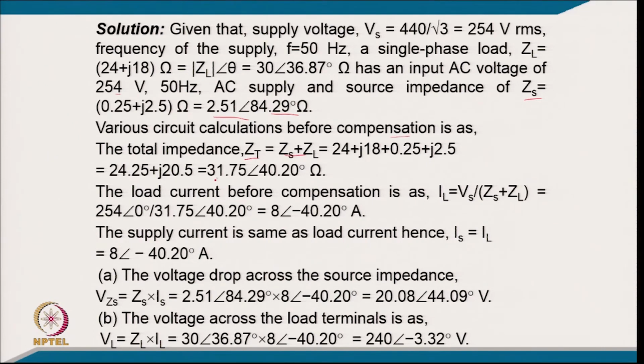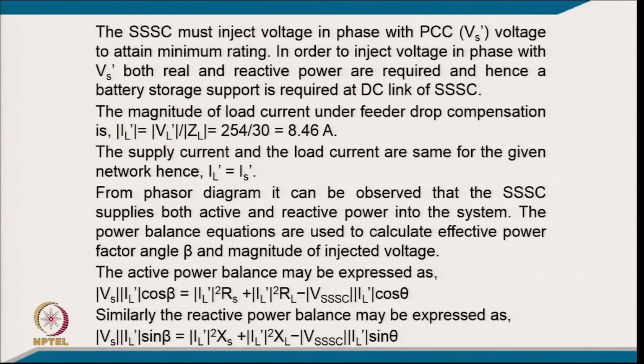We can find out ZT, the total impedance, source impedance plus load impedance, that comes to 31.75 ohm at the angle of 40.20 degree, and the load current before the compensation will be IL equal to Vs upon total impedance Zs plus ZL, which comes to 8 ampere at the angle of minus 40.20 degree, and the supply current is the same as the load current. So, the voltage across the source impedance will be ZS times IS, that will be 20.08 volt, and the voltage across the load will be the load impedance multiplied by the load current, that comes to 240 volt across the load.